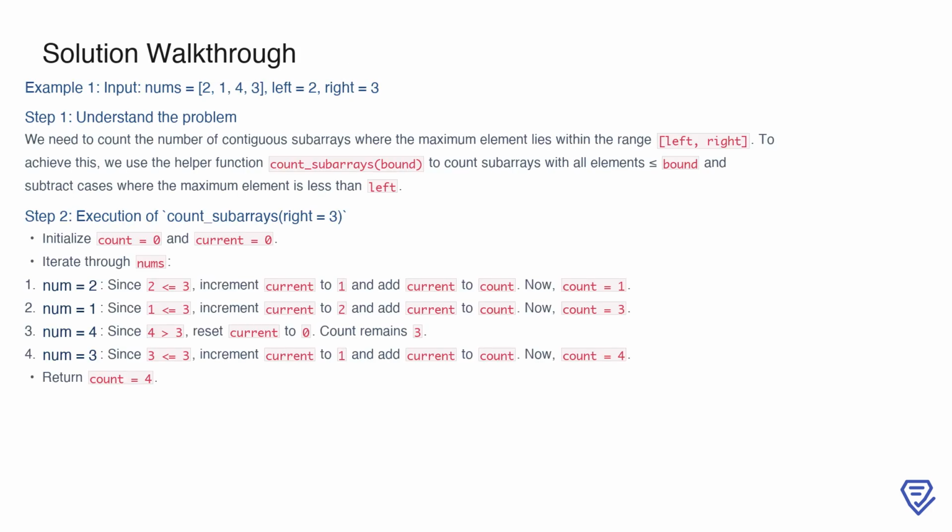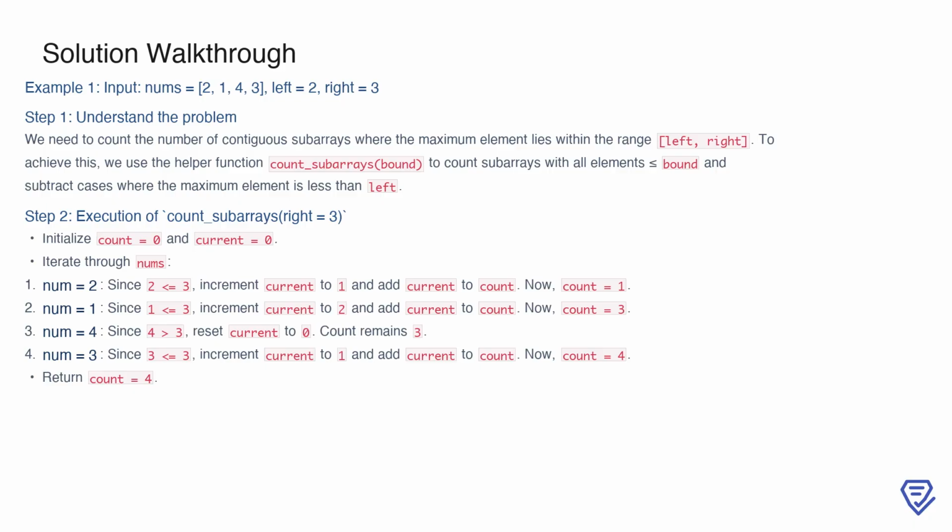To solve this problem, we need to count the number of contiguous subarrays where the maximum element lies within the range [left, right]. The approach involves using a helper function called count_subarrays(bound). This function calculates the number of subarrays where all elements are less than or equal to a given bound. Once we have this count for bound equals right, we subtract the count for bound equals left - 1 to exclude subarrays where the maximum is less than left.